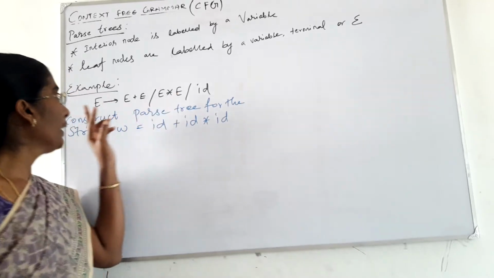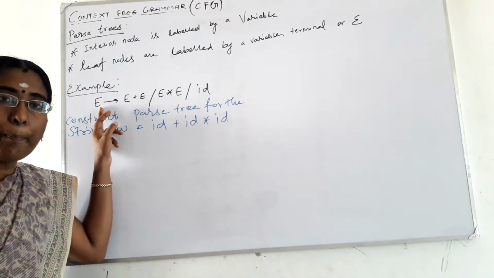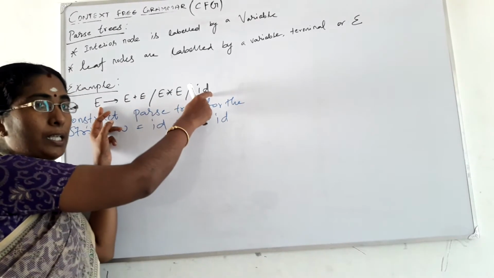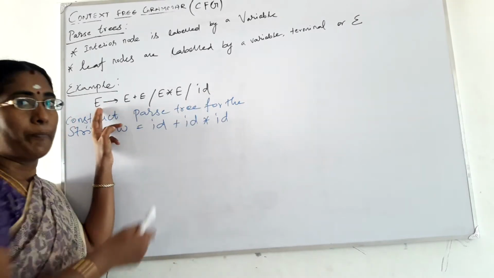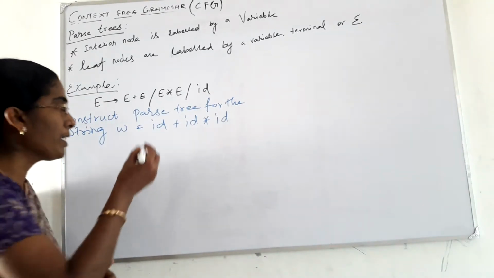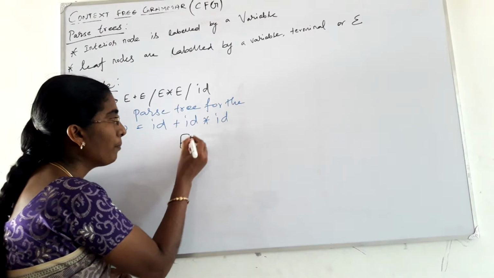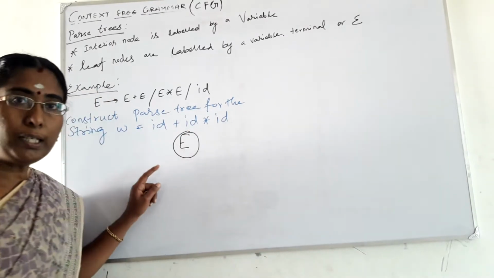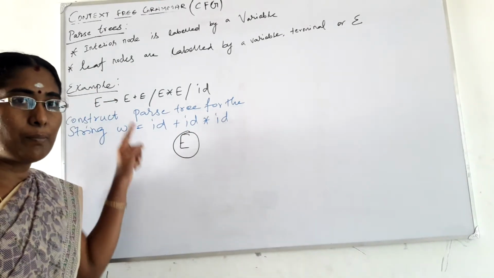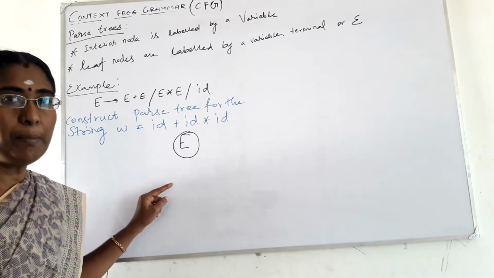Consider this grammar. Here the start symbol is E. So the parse tree for this grammar has the root node E. To construct a parse tree, first consider the start symbol as the root node. This is the root node. The start symbol is considered the root node of the parse tree.